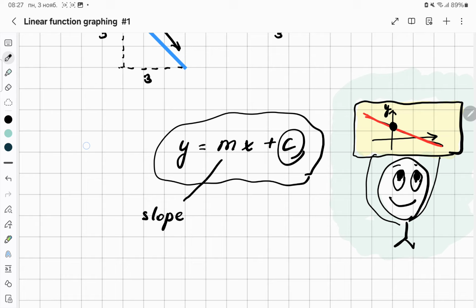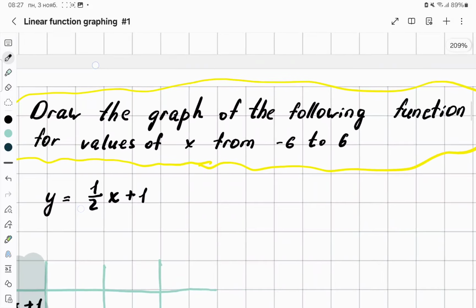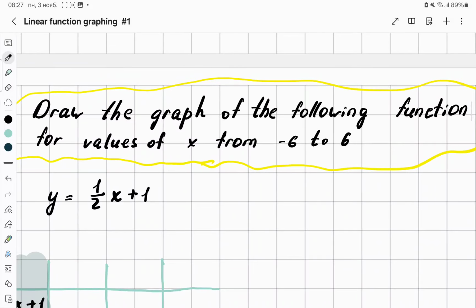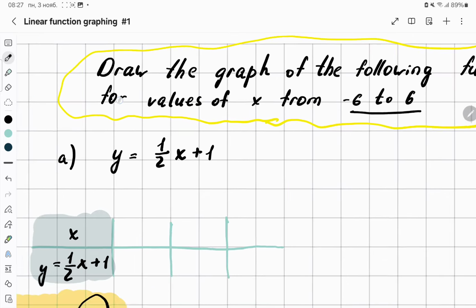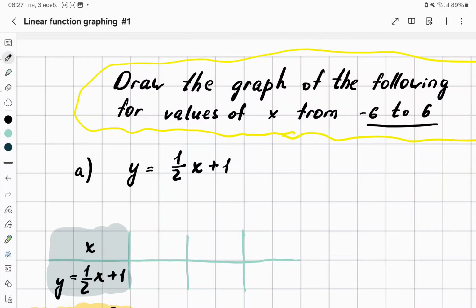And now let's go to a particular question and consider how to draw the graph of the following function for values of x from -6 to 6. First of all, a table is provided, with 3 points to be completed. We have to choose the values of x and plug them in instead of x to get the value of y. So let's start with 0. If we start with 0, then y is 1, right?